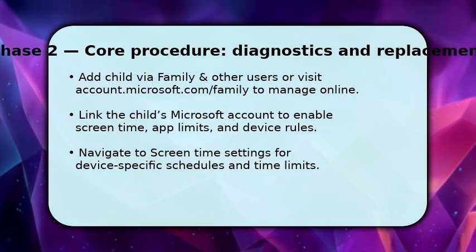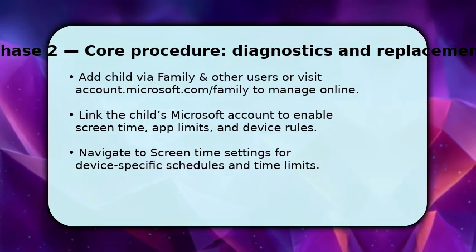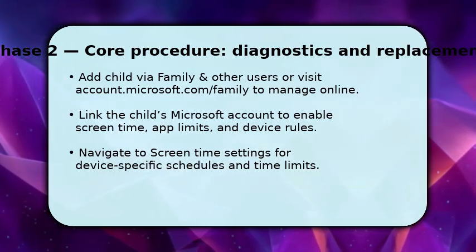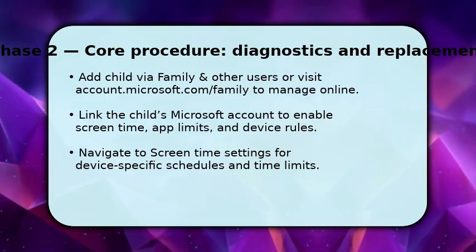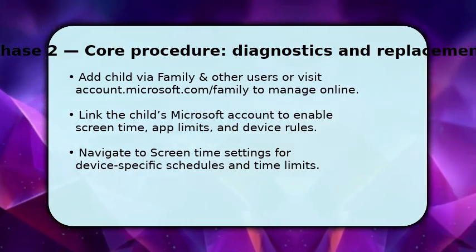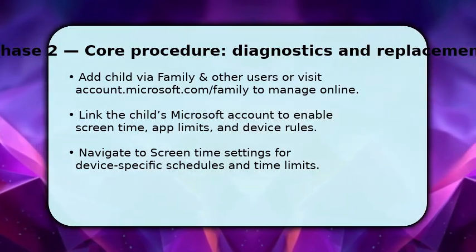You'll see device-specific toggles, turn on use one schedule per device if needed, then set daily limits in hours and minutes. For app limits, pick categories or individual apps and assign allowed minutes. Make sure to click Save or Apply. These choices enforce when and how long the device can be used.